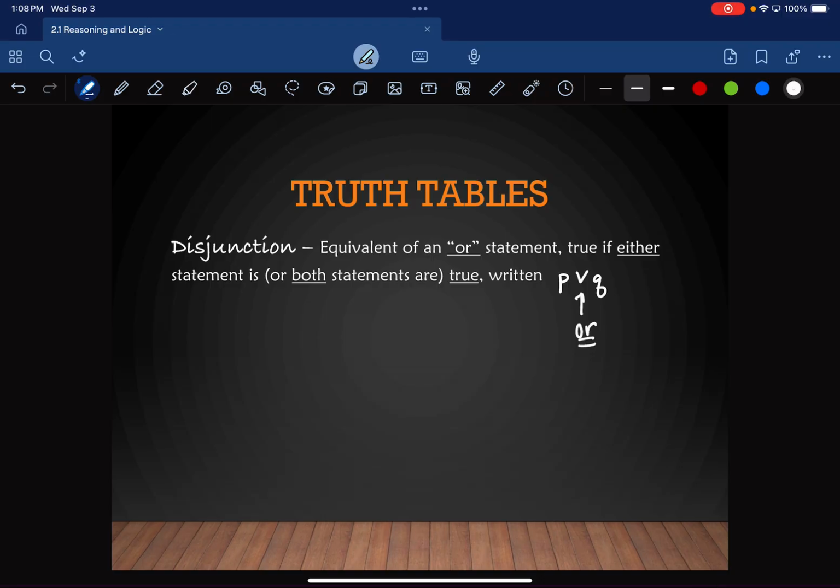And what we want to take a look at is the truth table that results from this statement. Okay, so we're going to create a truth table. If you remember last time, we made 3 columns. One column is the column for the statement P. One column is the statement Q column. And then the third one is P or Q.